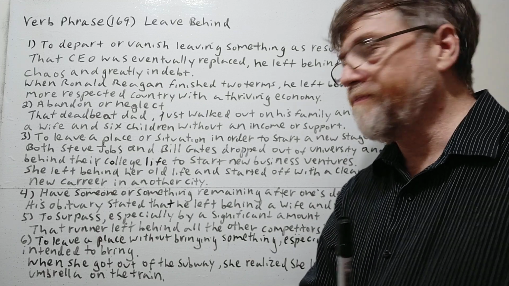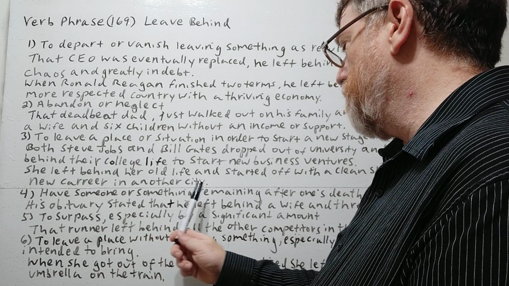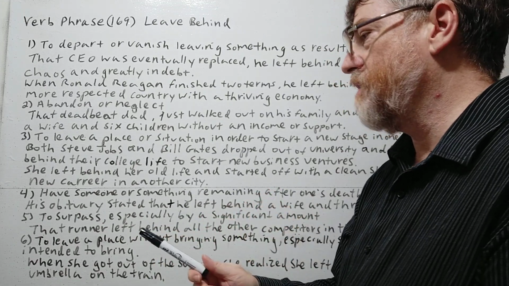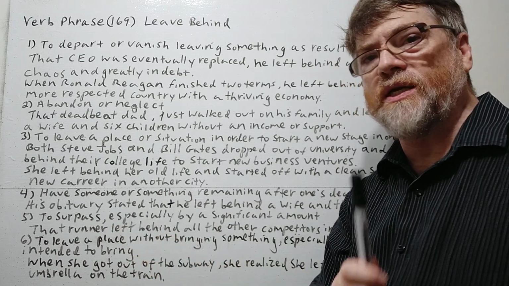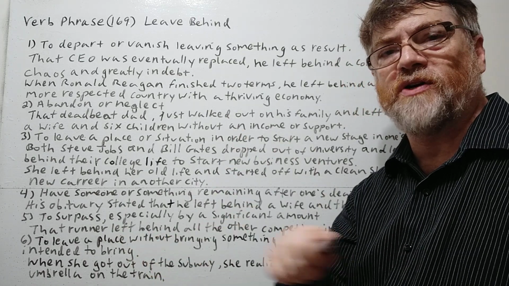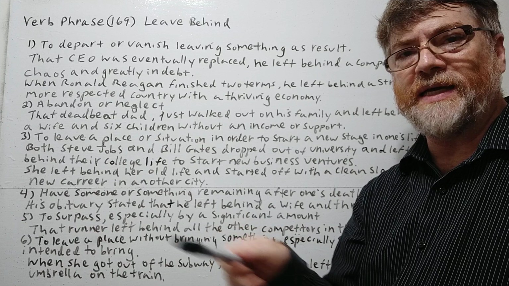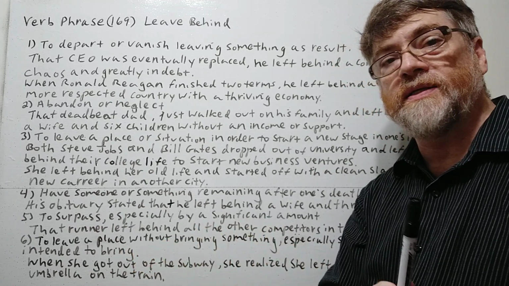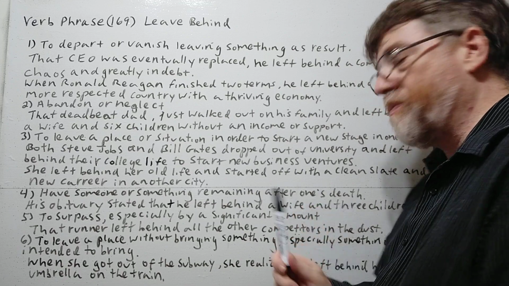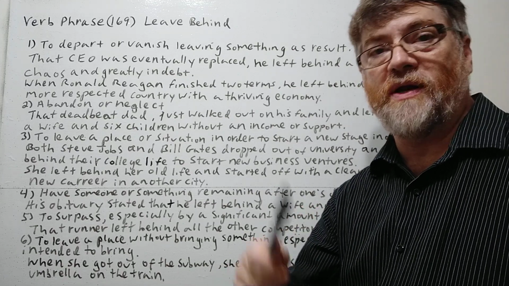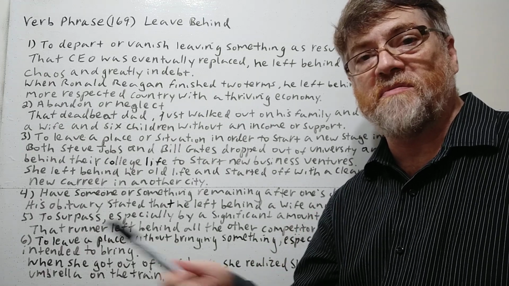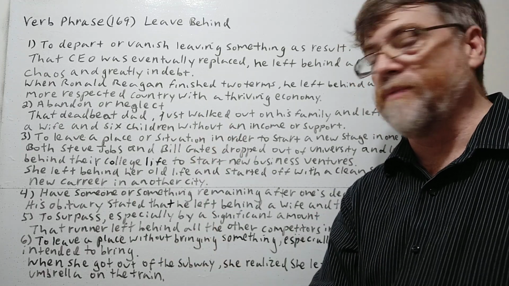Number 4, to have someone or something remaining after one's death. Let's look at the first one here. This one we see in obituaries a lot, like if they have a little advertisement in the newspaper saying that somebody died. His obituary stated that he left behind a wife and 3 children. So that's another thing that we say. We use it this way. Somebody could leave behind family members after they depart from this world.